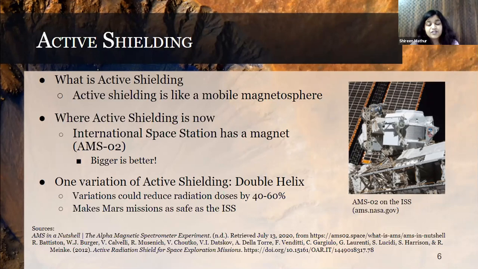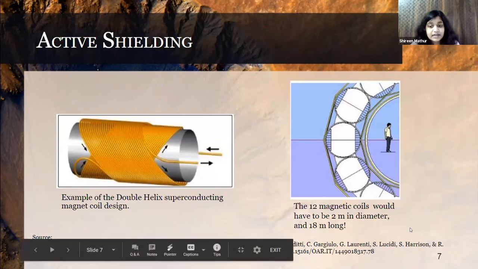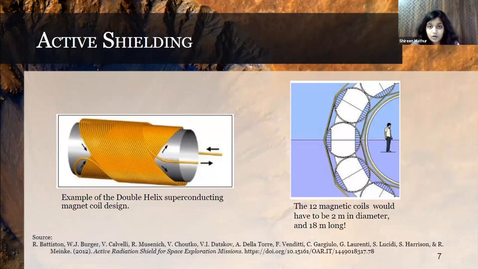This super magnet can reduce the radiation by 40% to 60%, making Mars missions as safe as the ISS for the astronauts. This is the design of the double helix super magnet. As you can see, it has 12 magnetic coils. It has to be 2 meters in diameter, and it has to be 18 meters long.